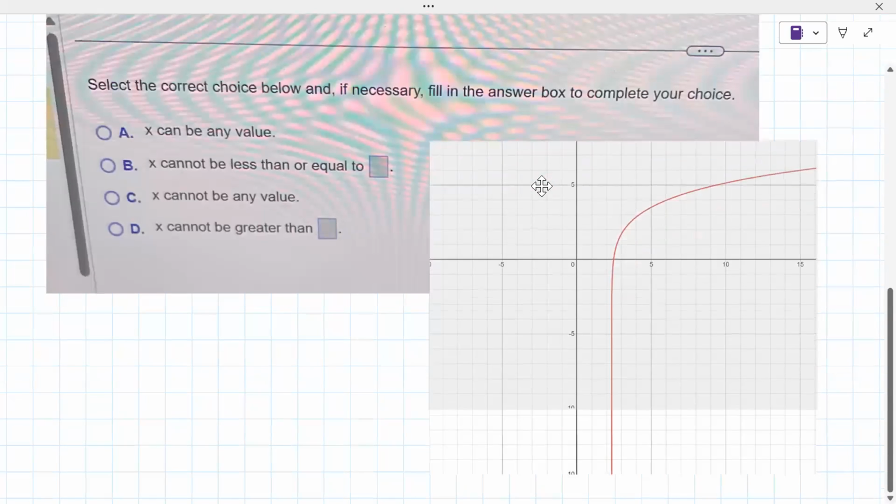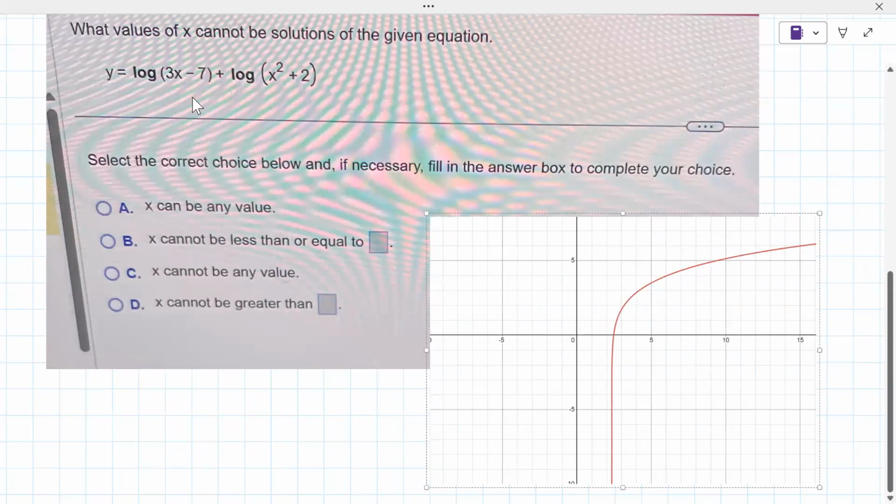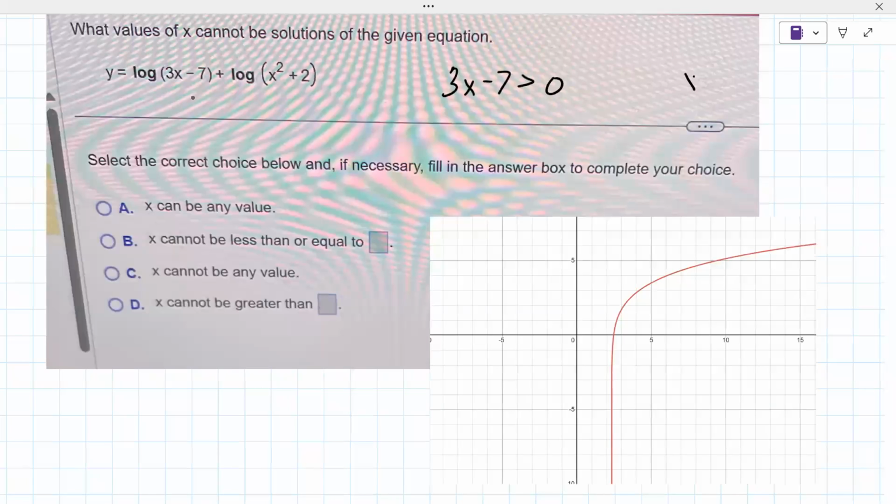So the issue is that you can't take the logarithm of a negative number. Do you generally set the inside part greater than 0? If you have to do it for both, okay? Now, the other thing here, though, well, let's just do this. When you solve this, you get x greater than 7/3, like that.